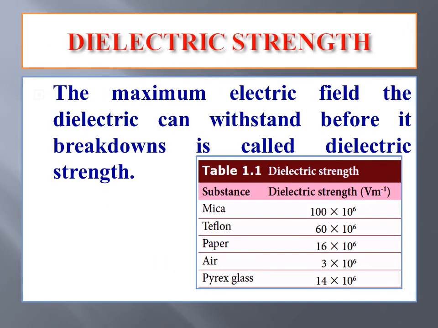Another definition, what is dielectric strength? The maximum electric field the dielectric can withstand before it breaks is called dielectric strength. And in the table they have given you, for different substances, the value of the dielectric strength, for example, mica, Teflon, paper, air and Pyrex glass.